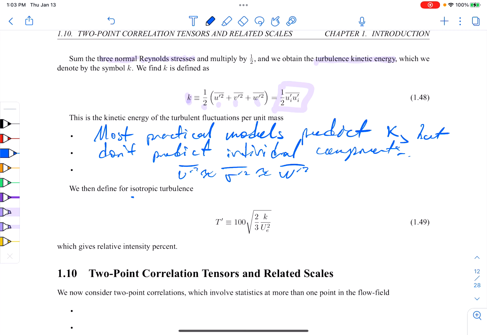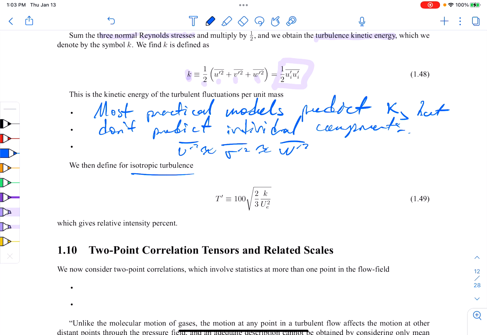If you do make this assumption, you could also put on the additional constraint that the turbulence is isotropic, meaning that all the statistics are the same with rotation. And that's what this is saying, and that's also true for off-diagonal terms. And then we can define this turbulence intensity in terms of percent.